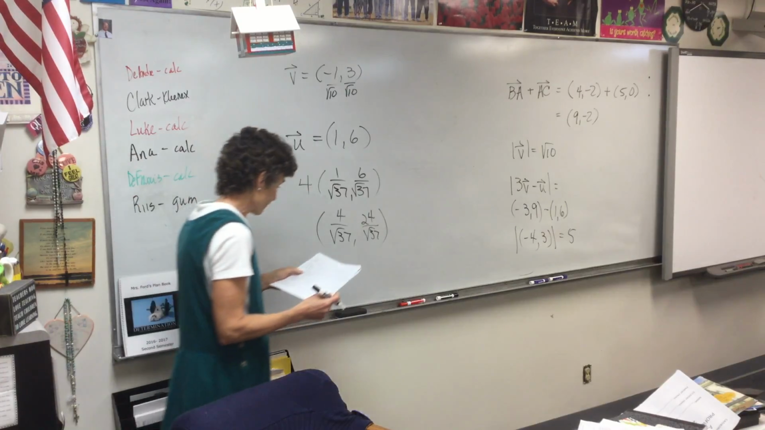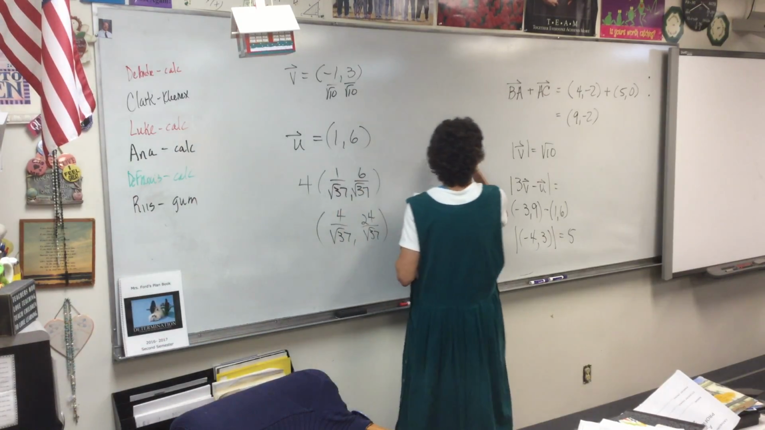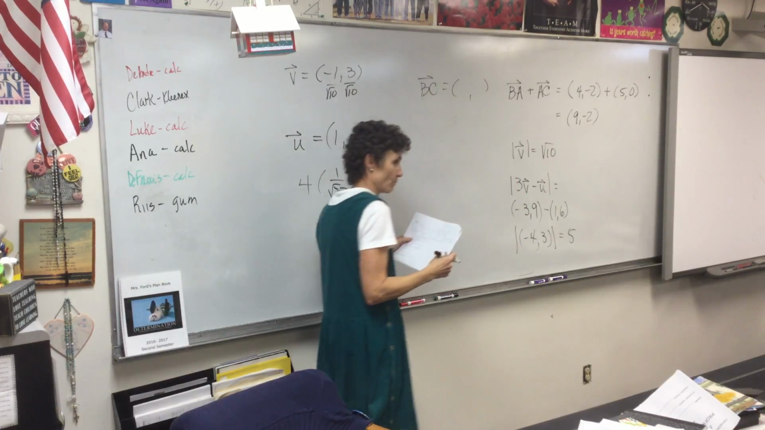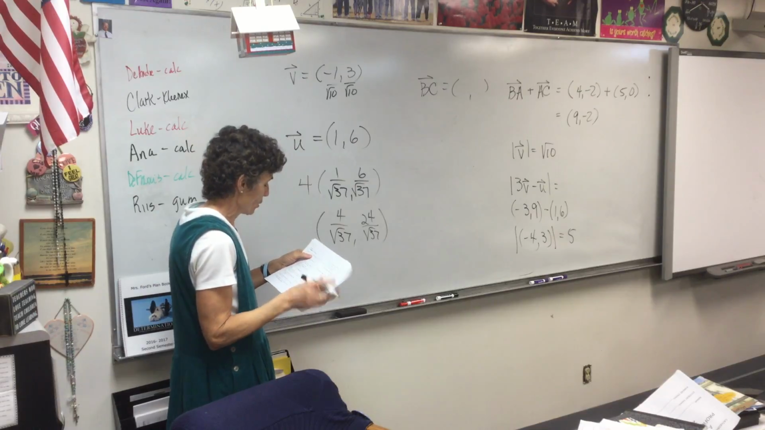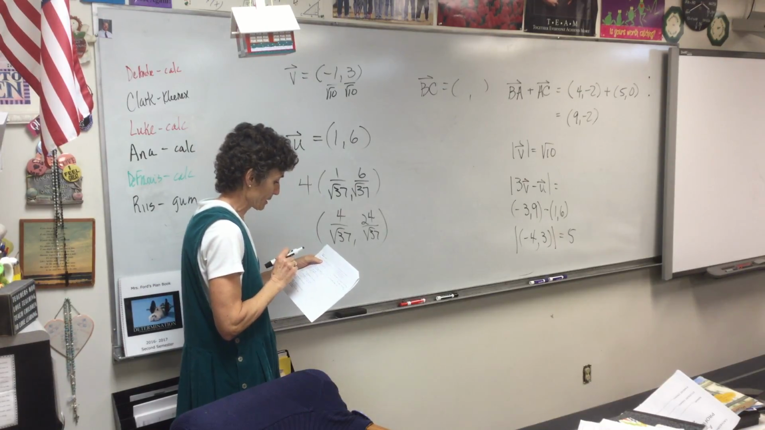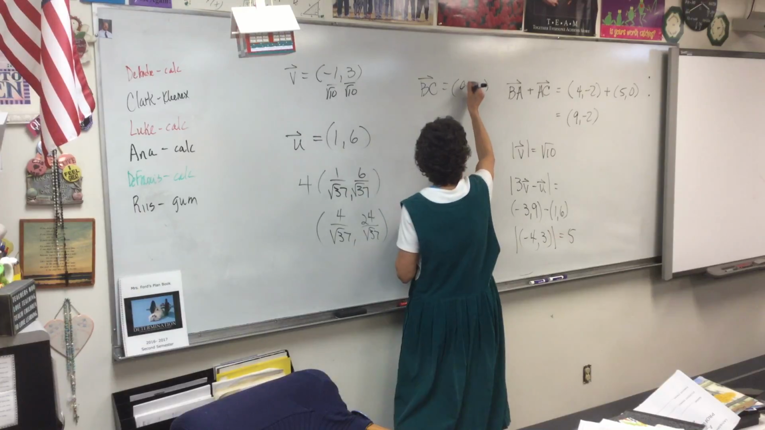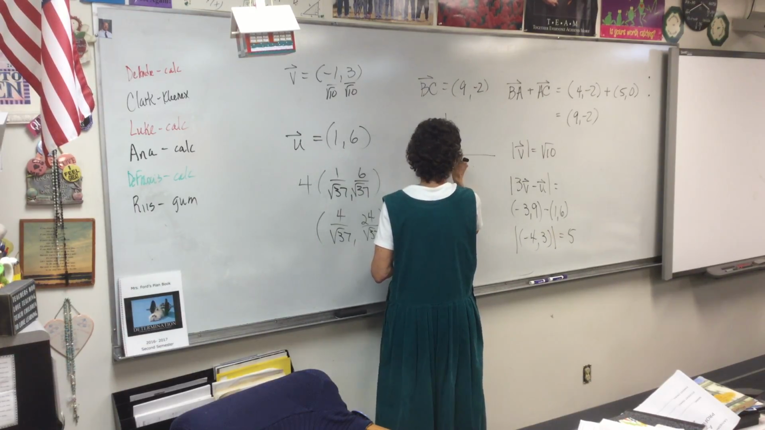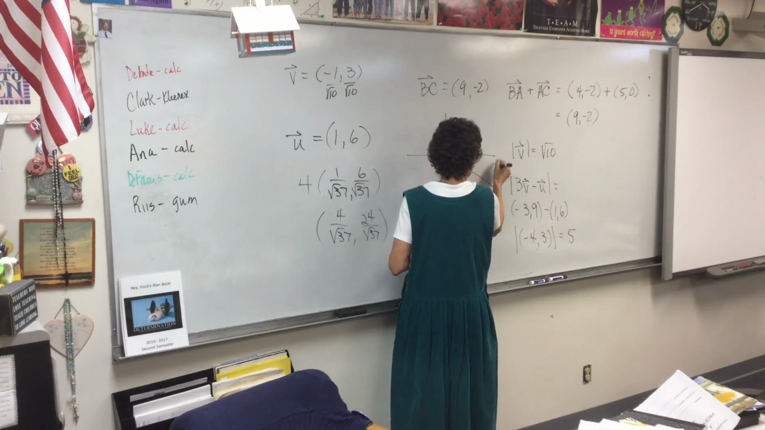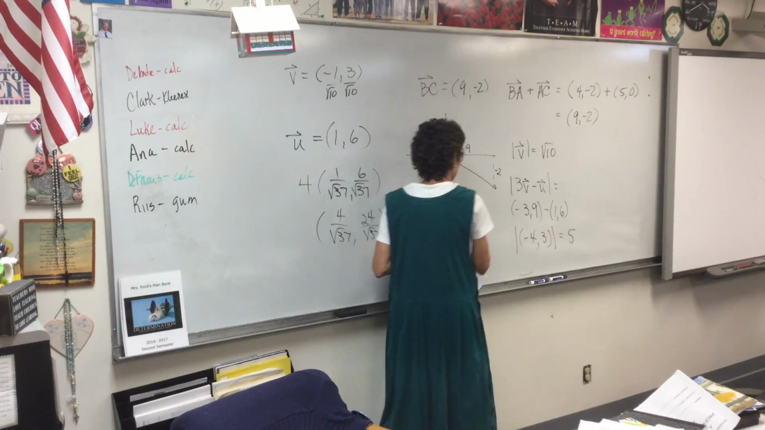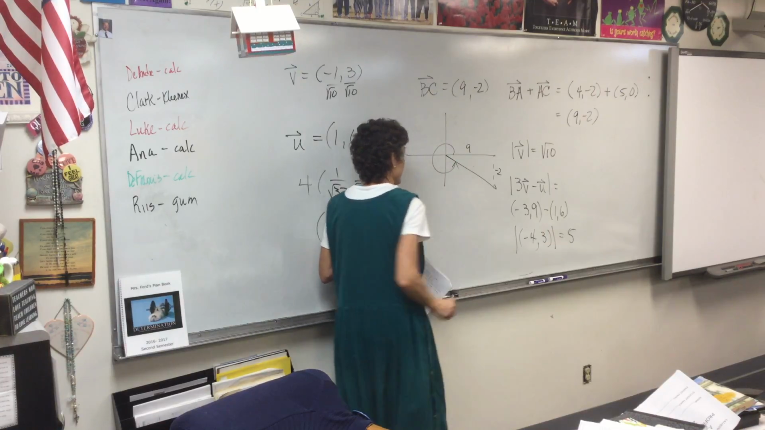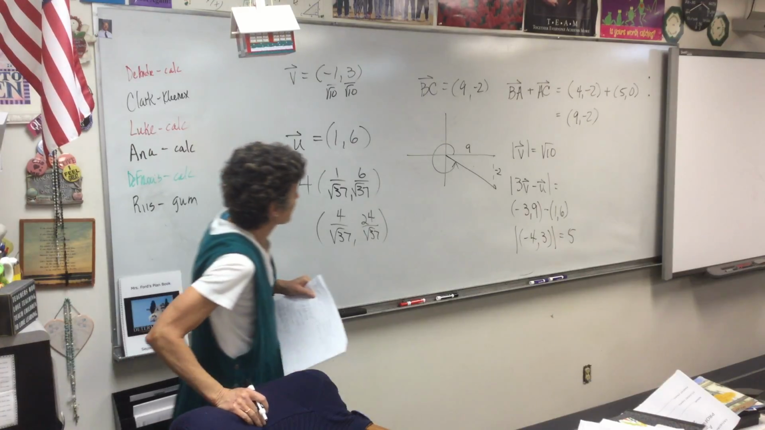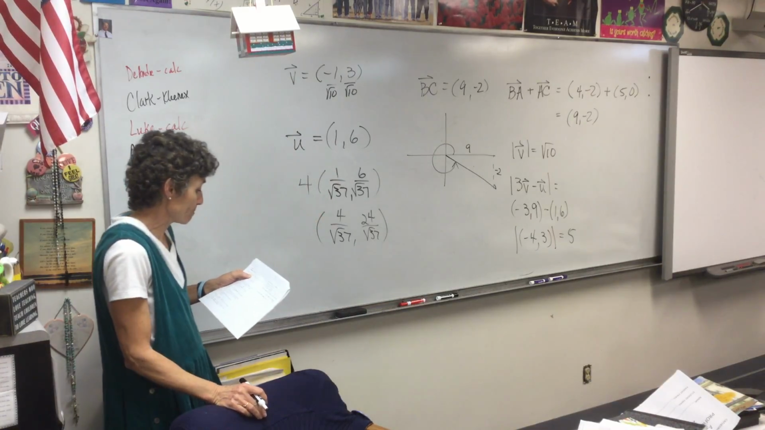All right, number 9. Find the direction angle for BC. Well, wait a minute. What are the coordinates for BC? First of all, we need to know, what is BC? 9, negative 2. So if I draw 9, negative 2, that means I come over 9 and down 2. This is the direction angle. So the coordinates of the vector are 9, negative 2, that's BC.